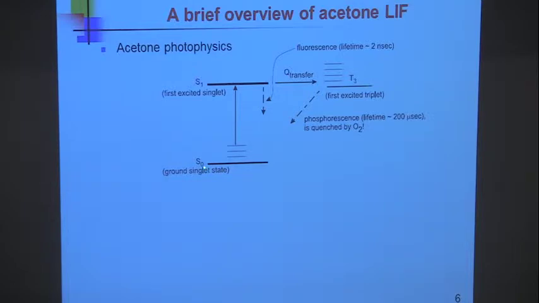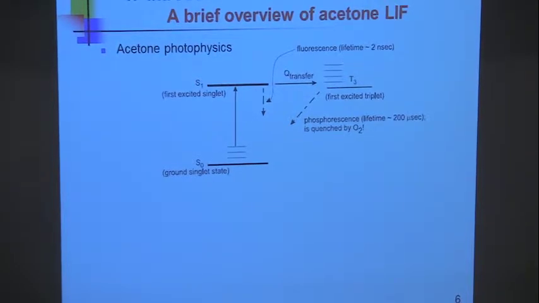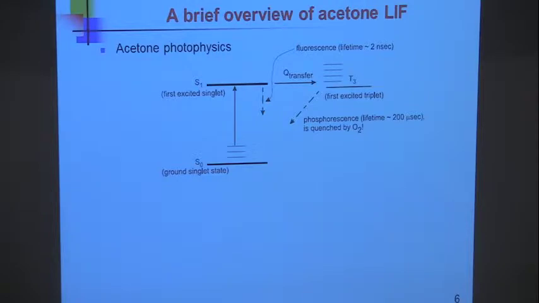Ground state is denoted with the subscript 0. The first excited state that's a singlet is written S sub 1. Now, that's just an energy level on top of which there are all sorts of rotational states buried in this molecule. Once you get to this upper state in some family of rotational states, what can happen?